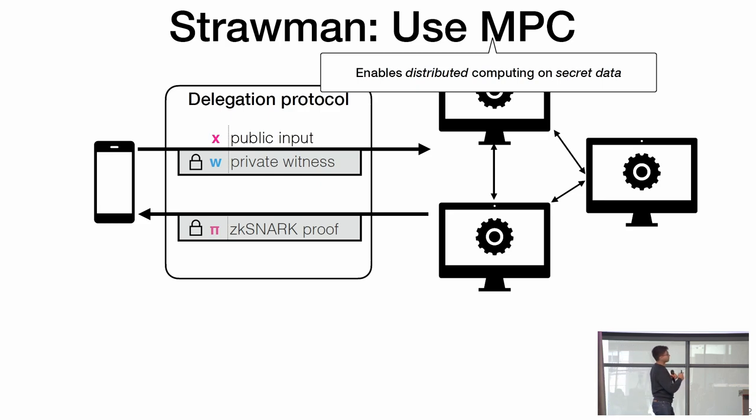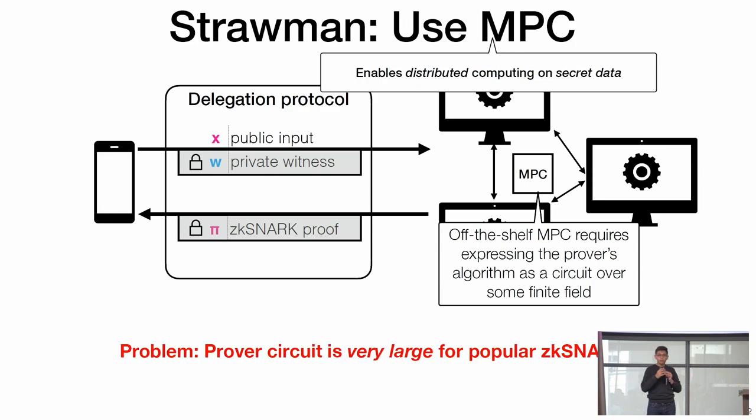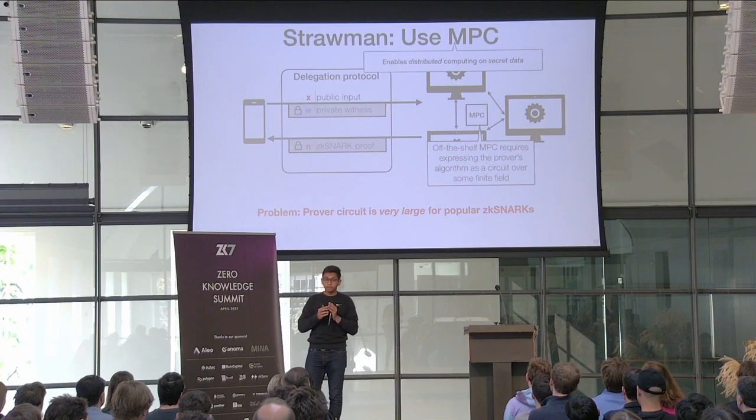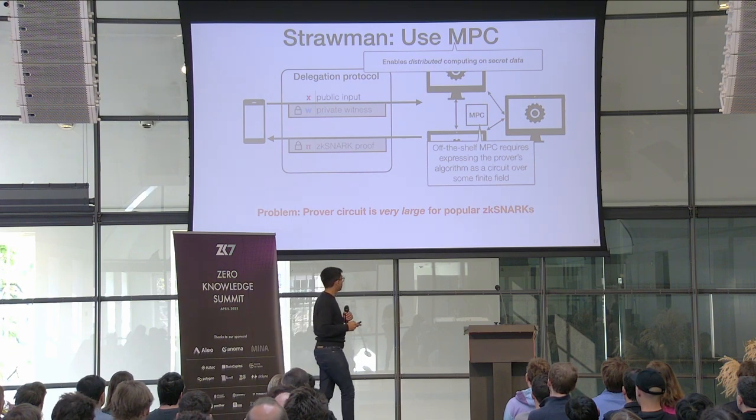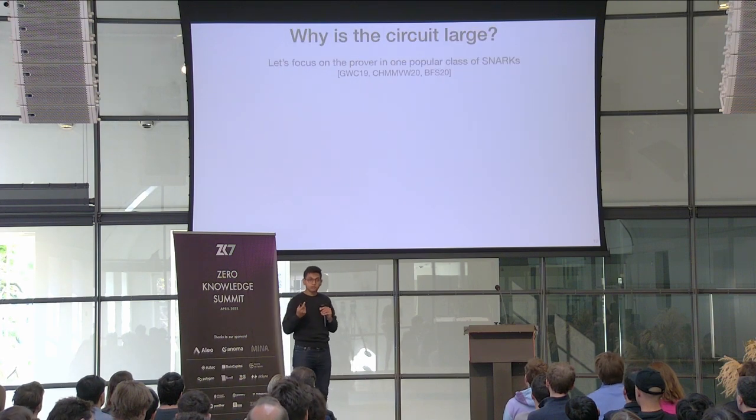All right, so you could just throw this generic crypto tool at it, but the problem is that off-the-shelf MPC tools are very, very expensive. They also require expressing your prover algorithm as an arithmetic circuit, which you might be familiar with in the context of zkSNARKs. Very similar thing happens for these MPC protocols. But the problem ends up being that the prover circuit itself ends up being, again, very, very large for any of these zkSNARKs that I talked about. All right, so why is this circuit large?